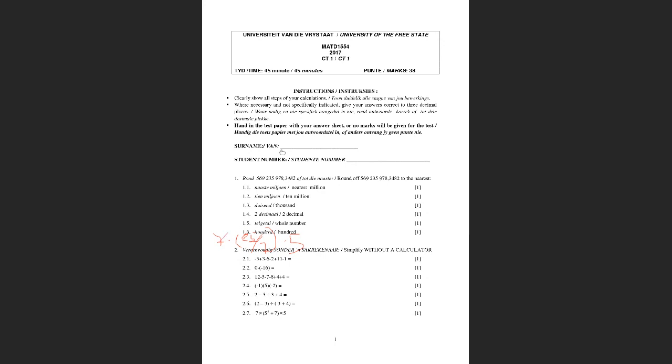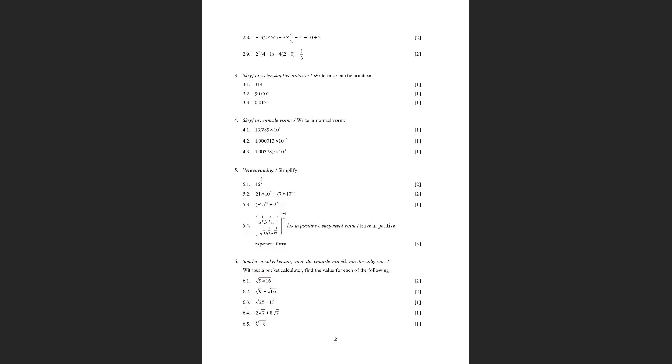Okay, so here 7 can cancel 7. Then we have 25 times 5, which will give us 125. Any questions? Okay, then let's go to the next page.